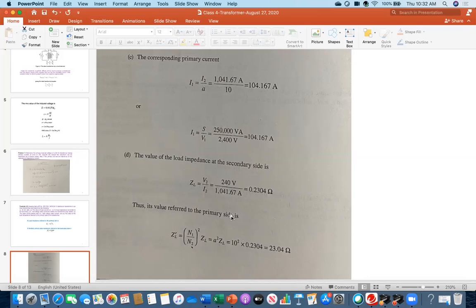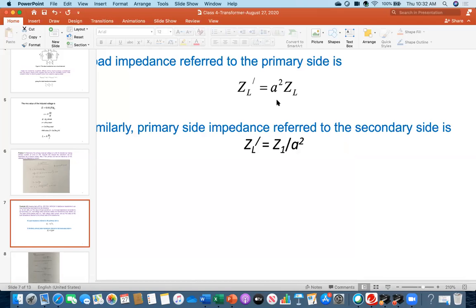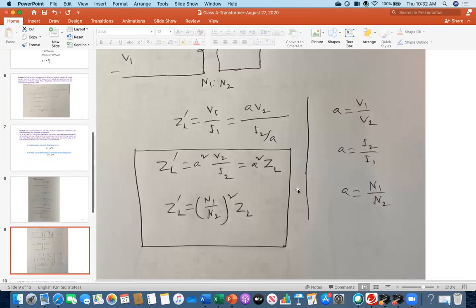The meaning of this is that the secondary side, or load side, impedance, when considered from the primary side, has this value. That is the meaning. Now I want to show you how I got this, why I am multiplying by the turn ratio squared. So, see my derivation.